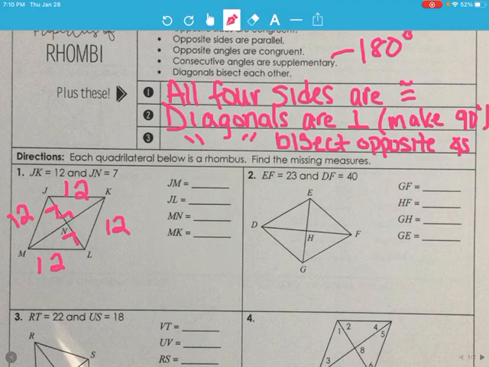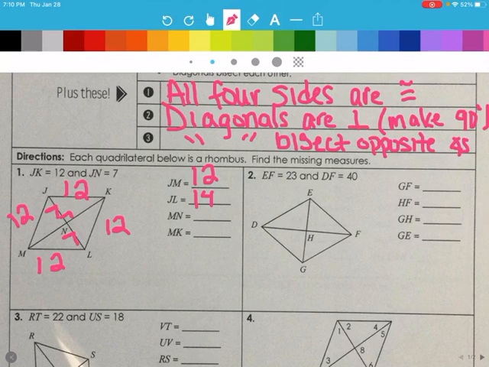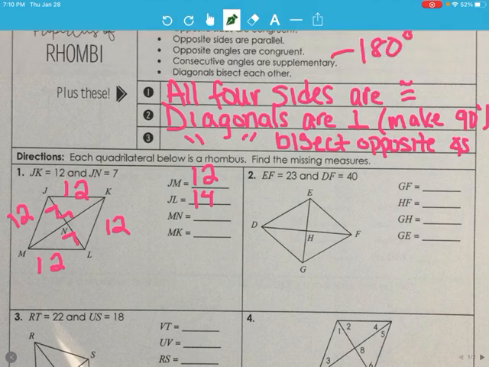They want to know JM, which we filled in as 12. They want to know JL, which we can figure out because we know each half is 7, so JL would be 14 altogether. They want to know MN. We do not know MN yet, but we do know we have 90-degree angles everywhere, and that means I have a right triangle right there.